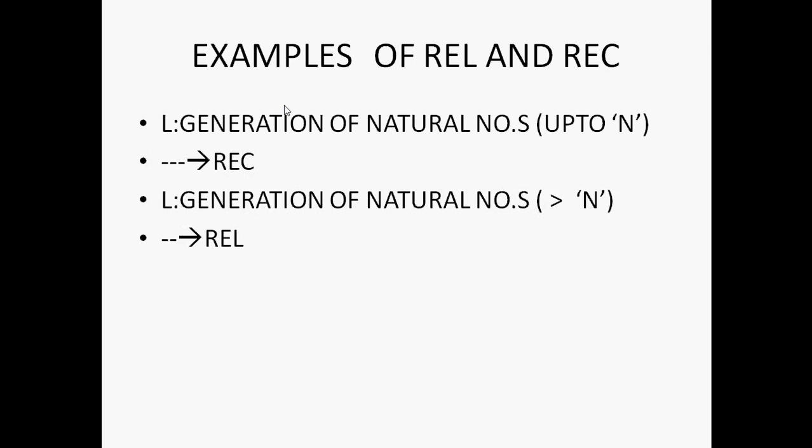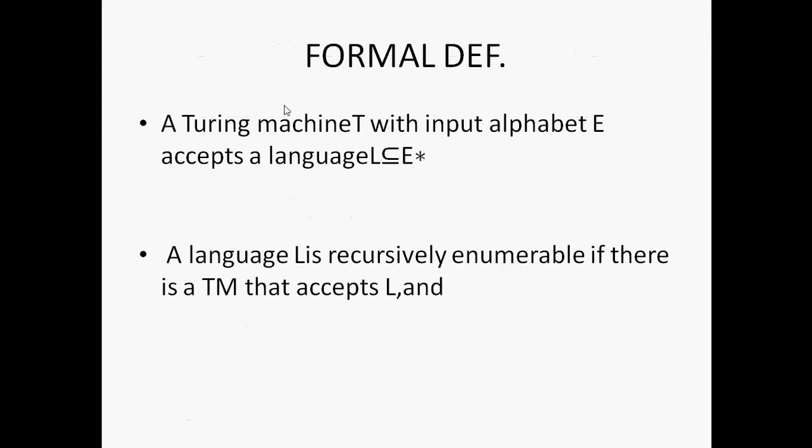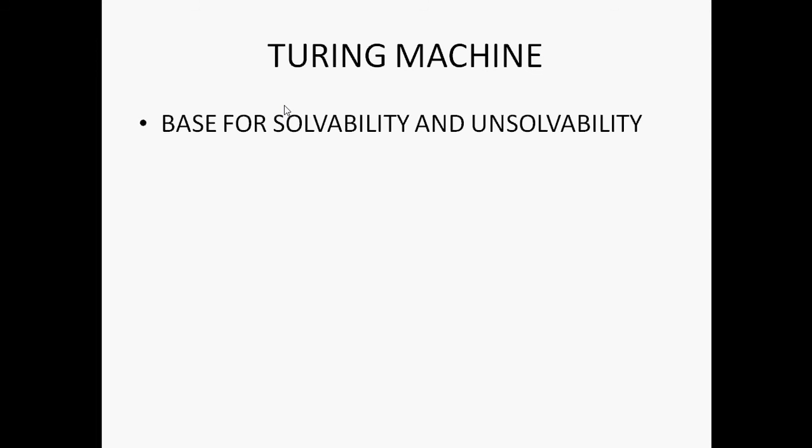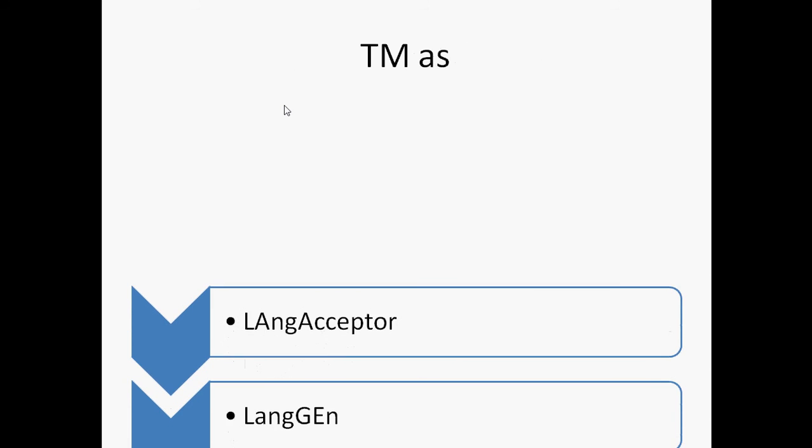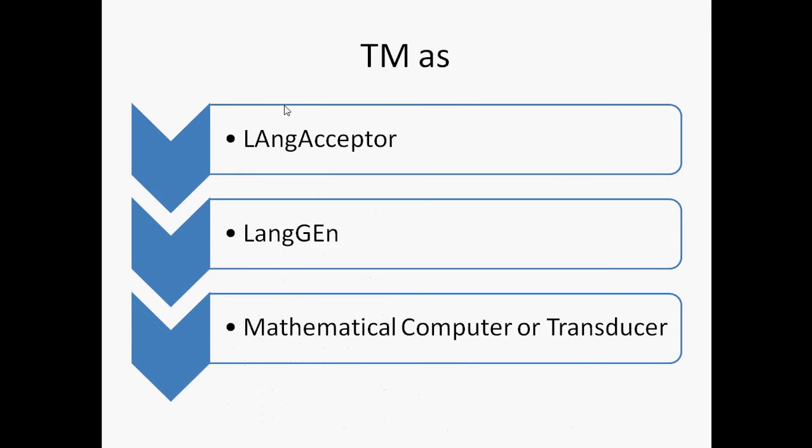We just discussed the Turing machine and undecidability concepts, recursive enumerable languages (REL) with examples and formal definition, and also the Turing machine, which is the base for solvability and unsolvability. We also saw the language acceptor, language generator, and mathematical computer roles, and partial and total computable functions. So thank you. See you for the next session.